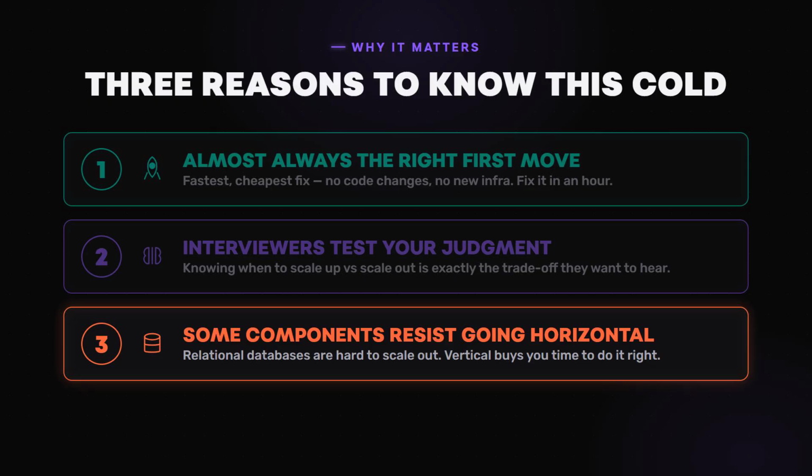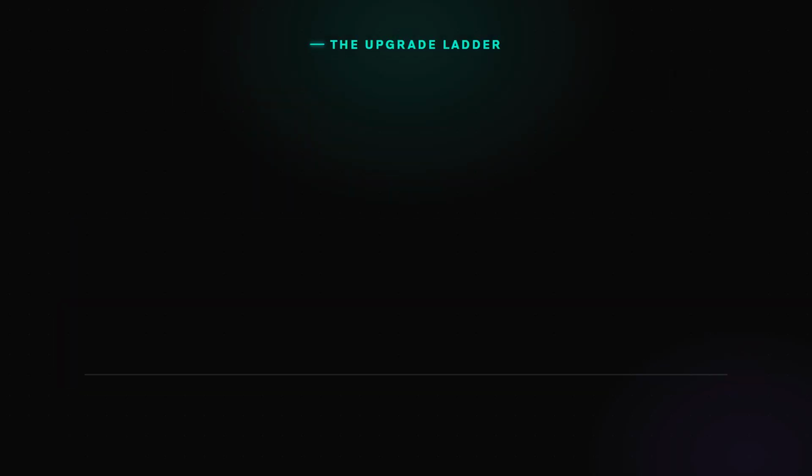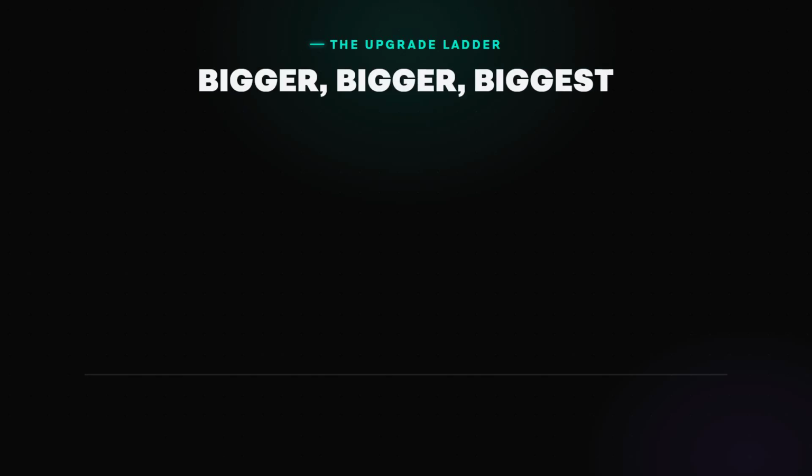Reason 3: some components resist horizontal scaling. Relational databases, in particular, are hard to scale horizontally without significant re-architecture. Vertical scaling buys you time to get that work done properly without rushing it under pressure.